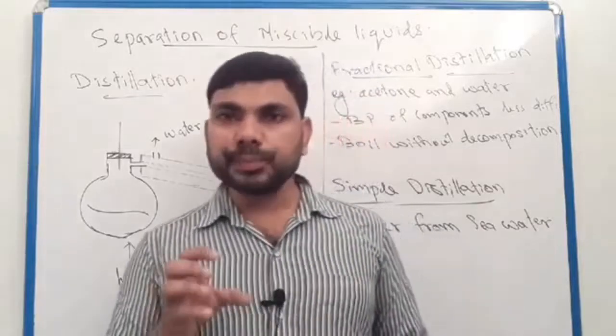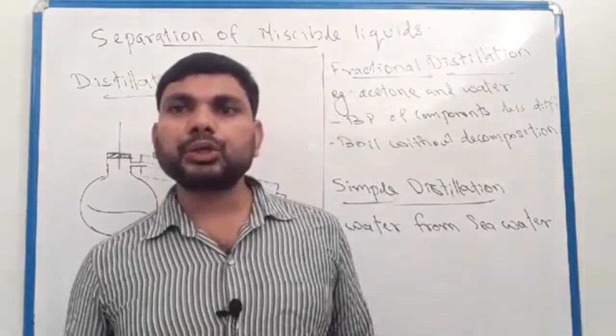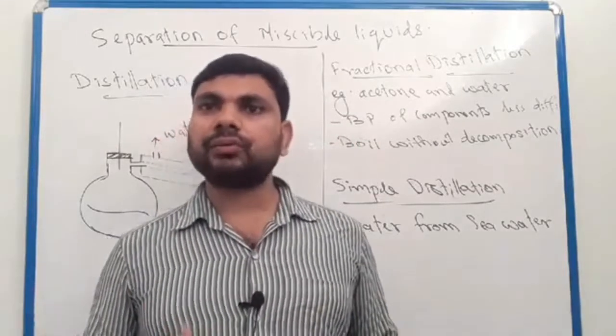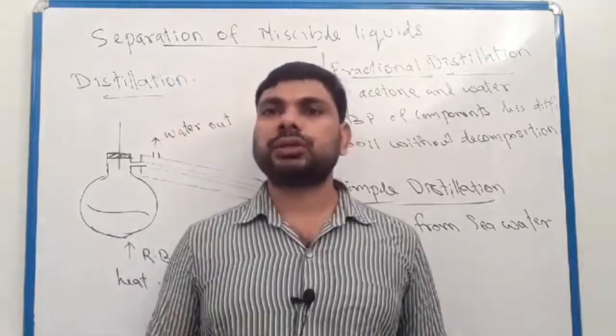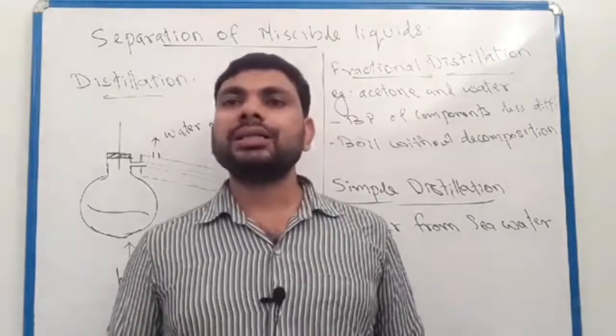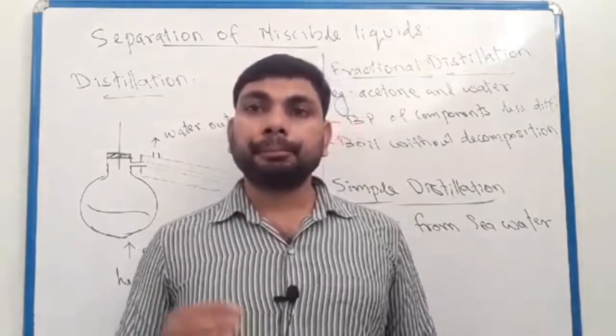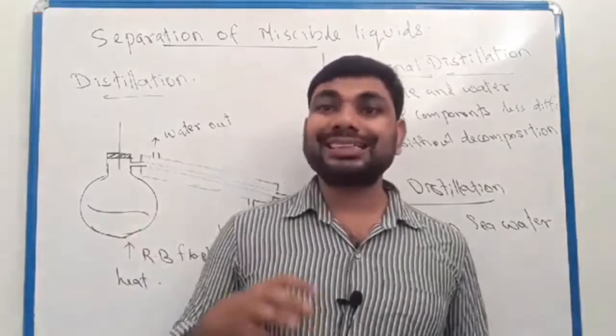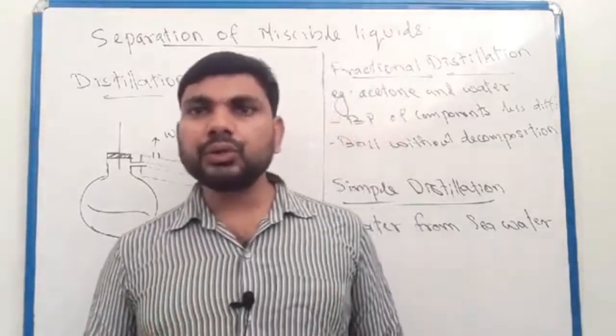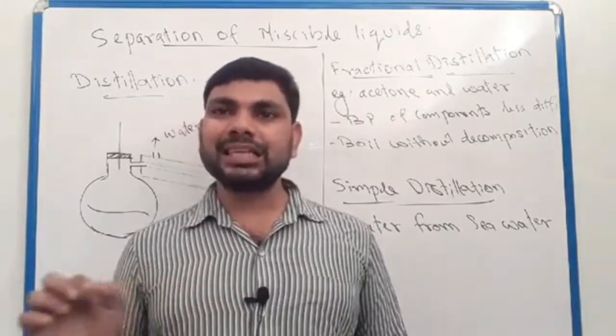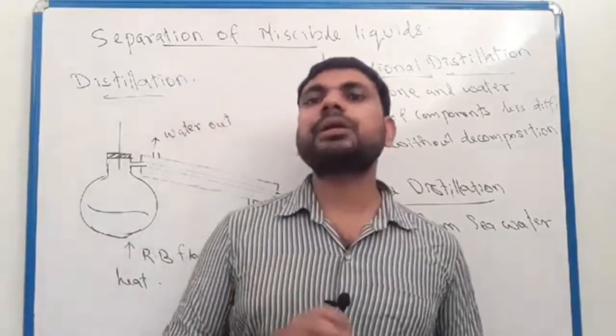One, separation of miscible liquids. Miscible liquid means two liquids mix with each other. For example, acetone in water, ethanol in water. This type of mixture we can separate by this method. It is distillation. We will use another term, distillation, to separate miscible liquids.